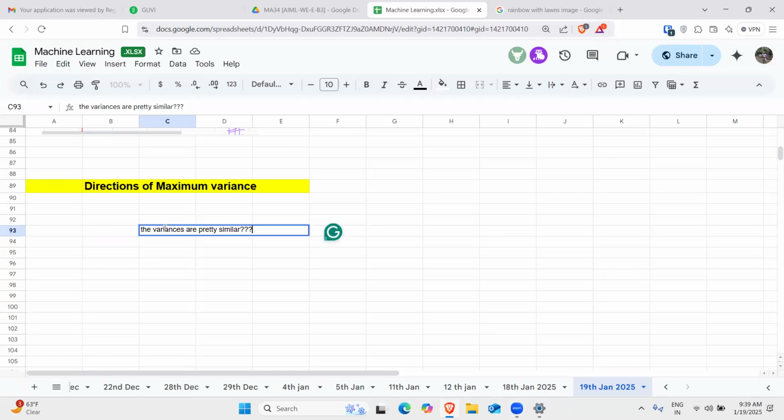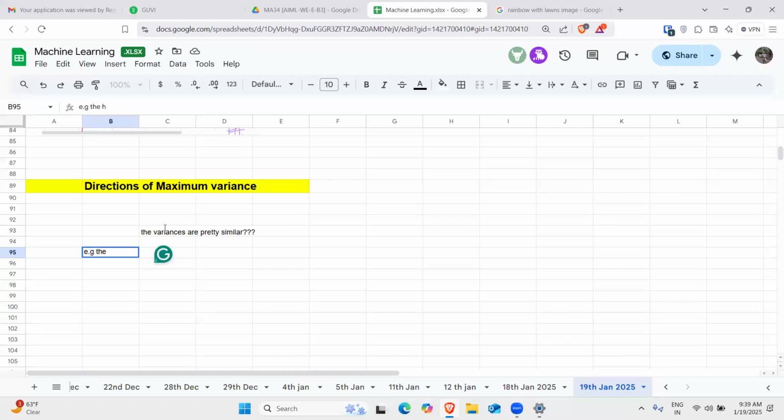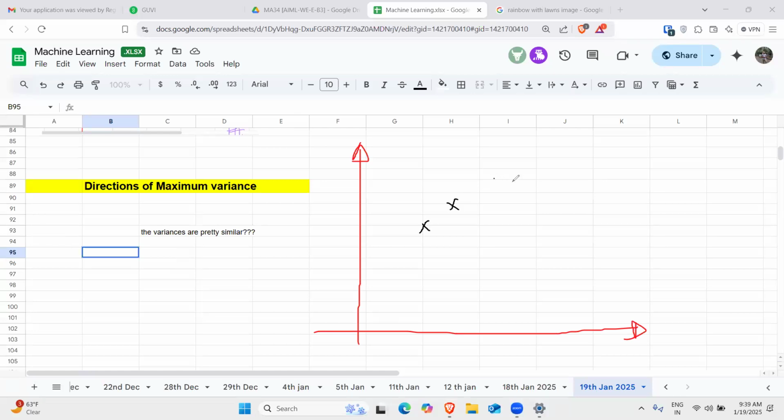What about the scenario where the variances are pretty similar? For an example, take a look at the following image containing the height and weight information. I'll just draw this. So if I have some data with information about weight and height, but both have the same variance. Can happen, no? This one, this one, this one, and this one.